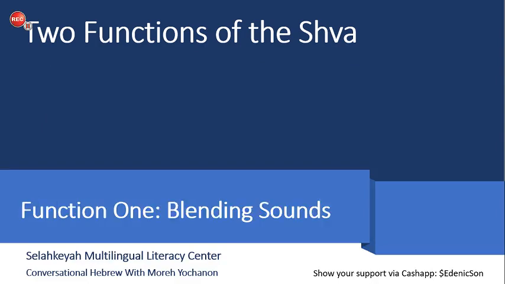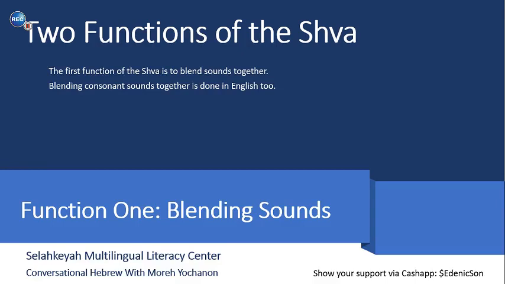So let's get into this. The first function of the Shva is to blend sounds together. Blending consonant sounds together is done in every language, including English.